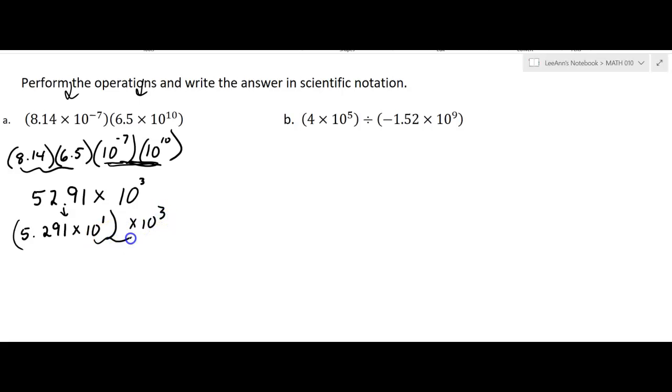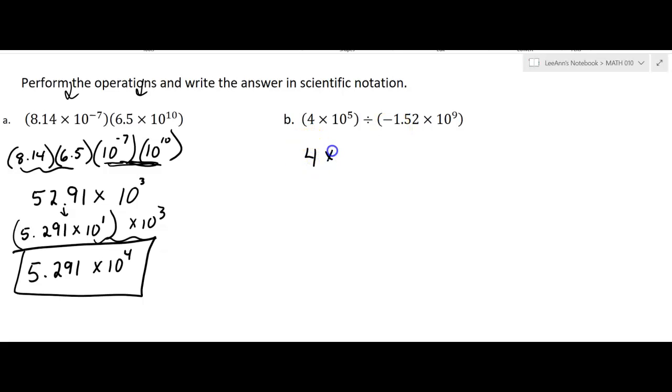Now use your associative property and you can combine those. So I get 5.291 times 10 to the fourth, and that's in scientific notation. So that one should be good. All right, now let's look at B. B is division. Okay, so I'm going to right away change it to a division problem.